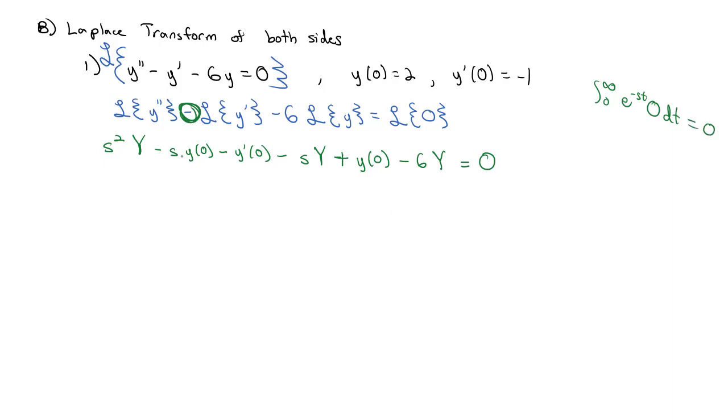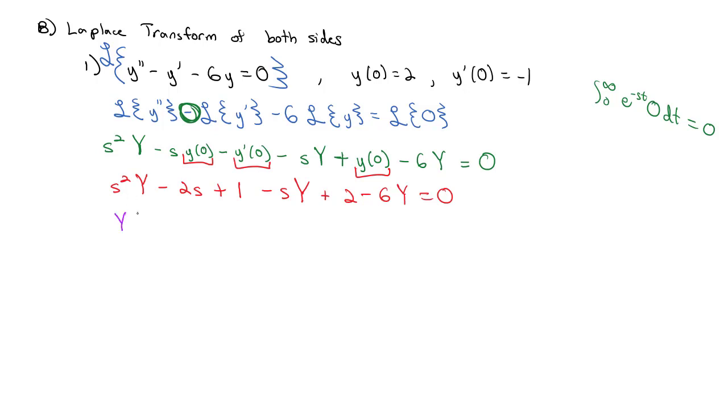A little simplifying to clean up, because we actually know what y of 0 is and y prime of 0. Those are given to us. So we have s squared Y minus y of 0, which is 2, so we'll say 2s, minus y prime of 0, which is a negative 1, plus 1, minus sY plus y of 0, which is 2, minus 6Y. And now what we've done is we've transformed our differential equation into an algebraic equation. We can solve this algebraic equation for Y.